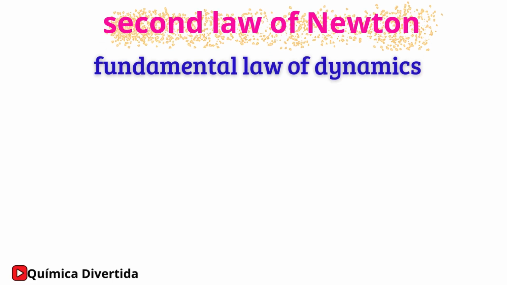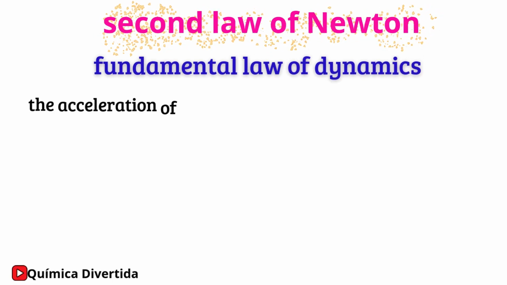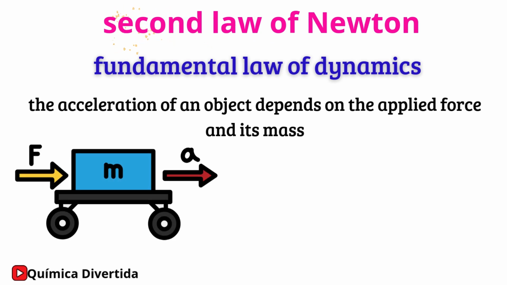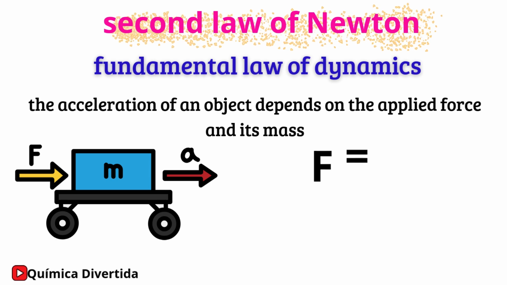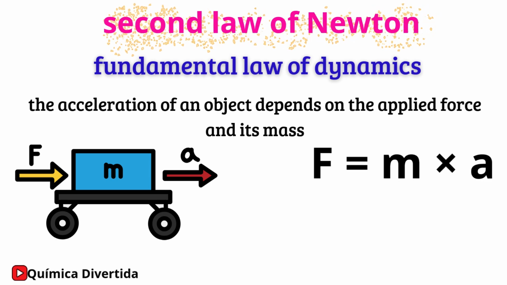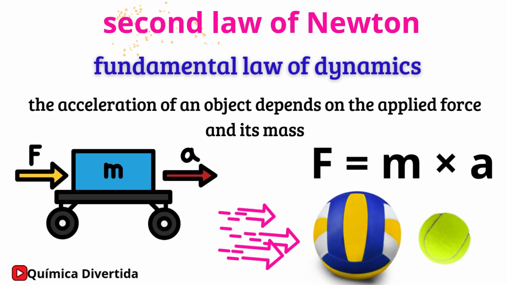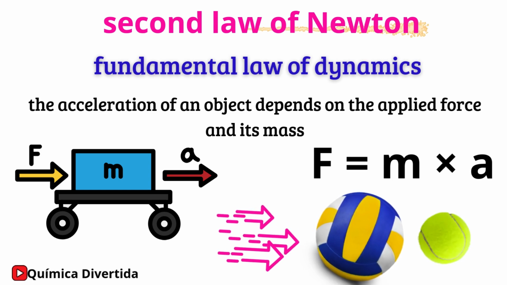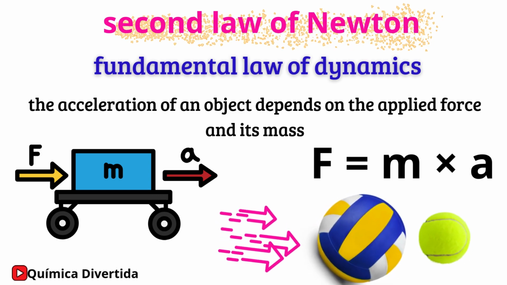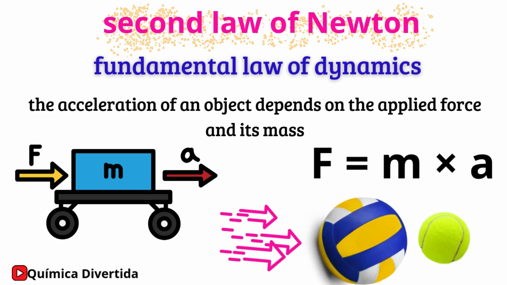The second law of Newton, also known as the fundamental law of dynamics, tells us that the acceleration of an object depends on the applied force and its mass. Mathematically, it is expressed as. This means that if we apply the same force to 2 objects with different masses, the one with less mass will accelerate more. Acceleration is inversely proportional to mass.